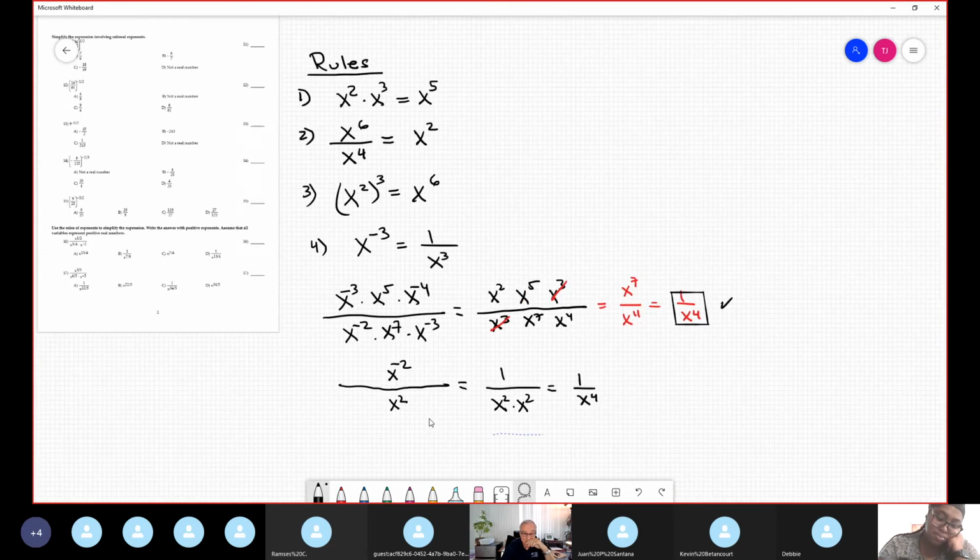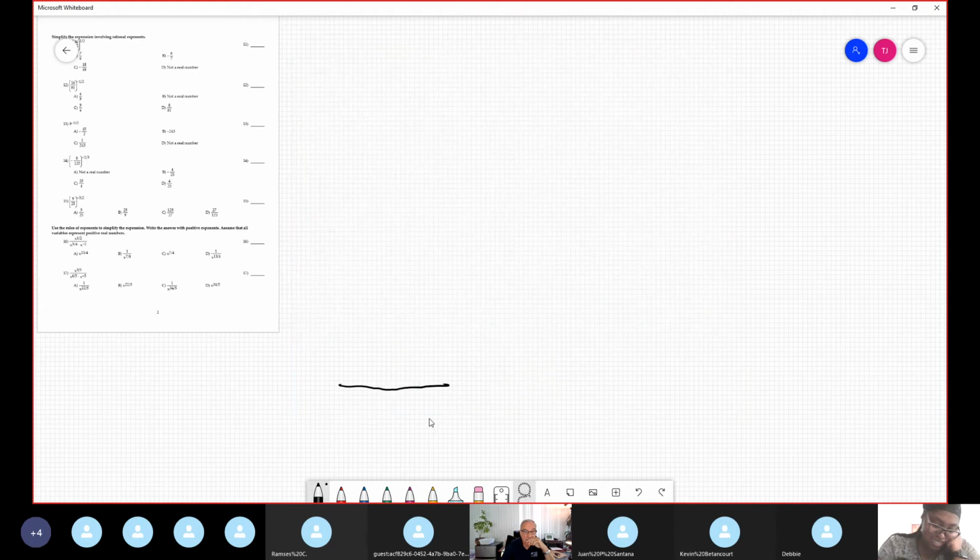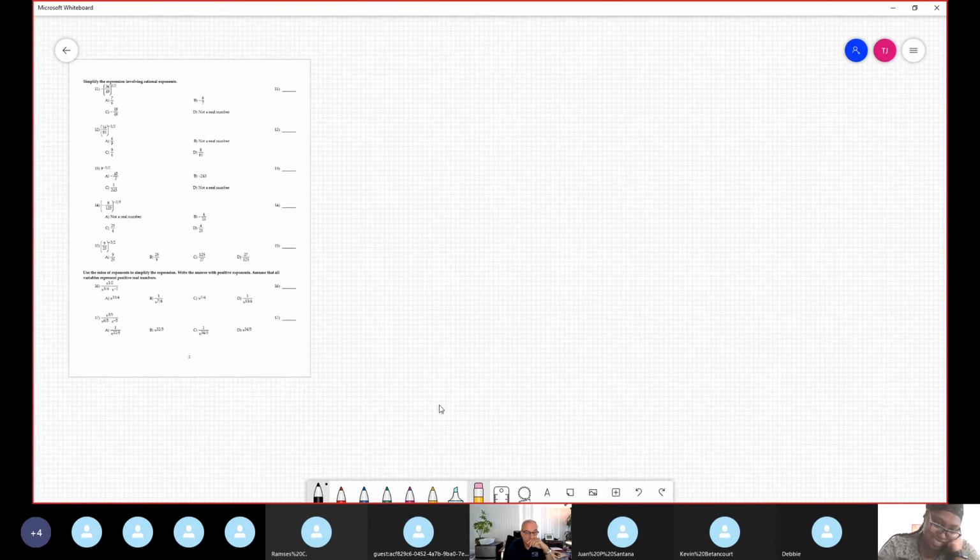We are ready to start the problems. Remember, multiplication is addition of exponents. Division is subtraction. Power of the power is multiplication. Different level of the power. Okay, and oh, I forgot to explain one more thing.